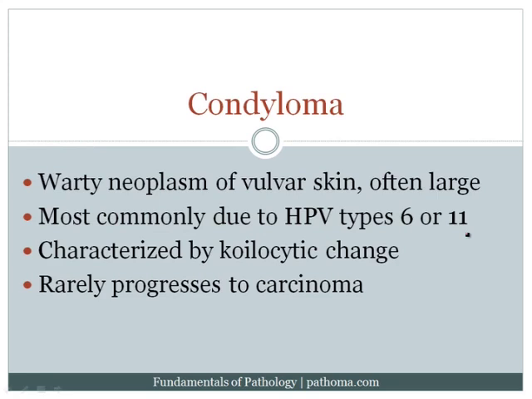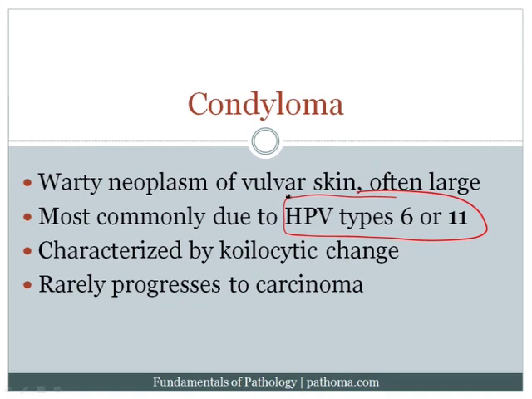Now, the next lesion we're going to go to is condyloma, and this is super high yield, of course, because these are relatively common. This is a warty neoplasm of the vulvar skin. Often it can be very large, and the most important point here is that it's most commonly due to HPV 6 or 11. Now here I'd like to take a step back and remind you of a few very simple principles of HPV.